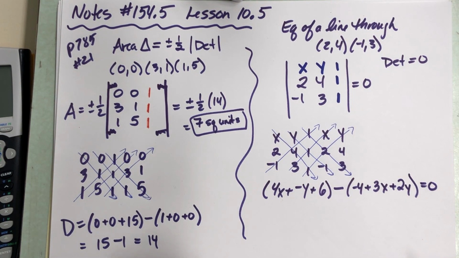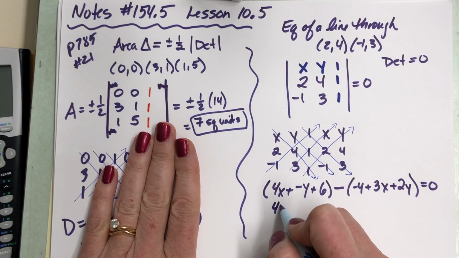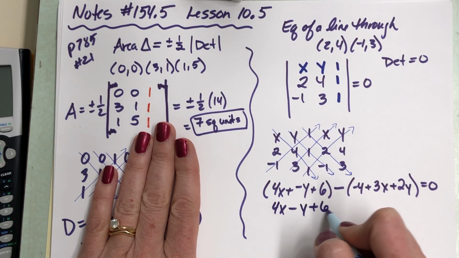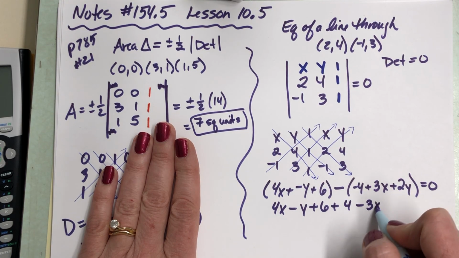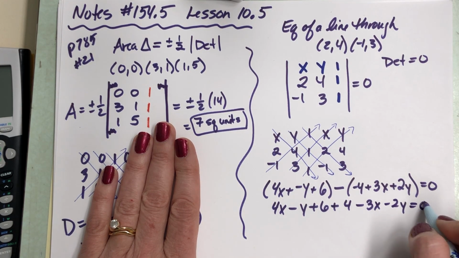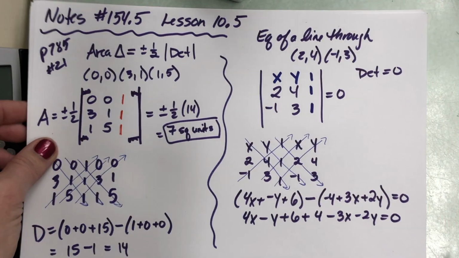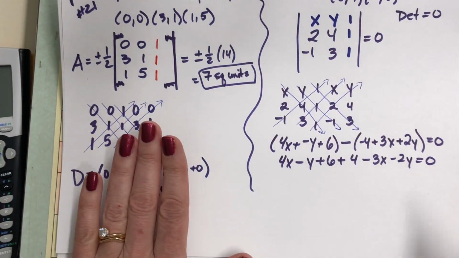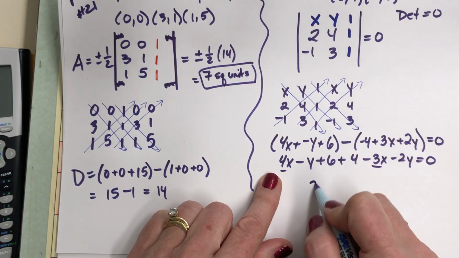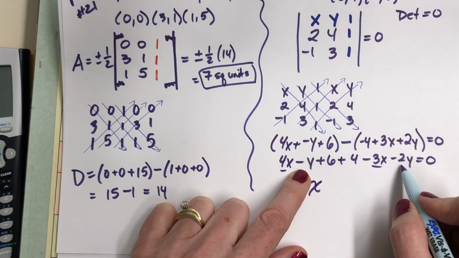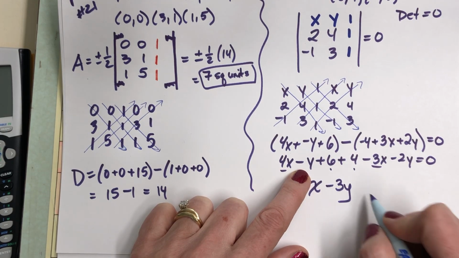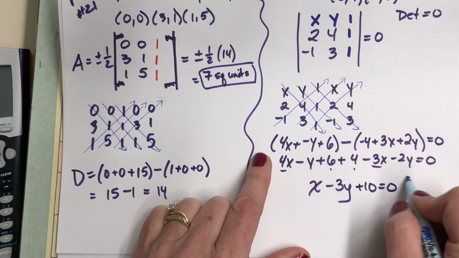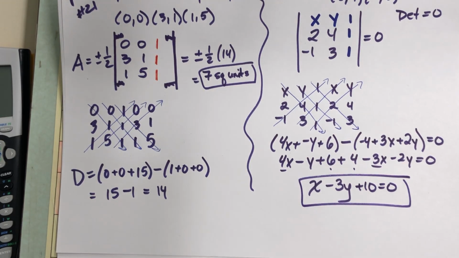Well, this looks a little awkward, doesn't it? Let's clean it up: 4x minus y plus 6 plus 4 minus 3x minus 2y equals 0. Looking a lot better, isn't it? I'm almost done, and I'm almost at the end of the paper. So we've got 4x minus 3x, that's x. Minus y minus 2y is -3y. And then I've got 6 and 4, so that's plus 10, equal to 0. There, my friends, is the equation of a line using the determinant of a matrix.